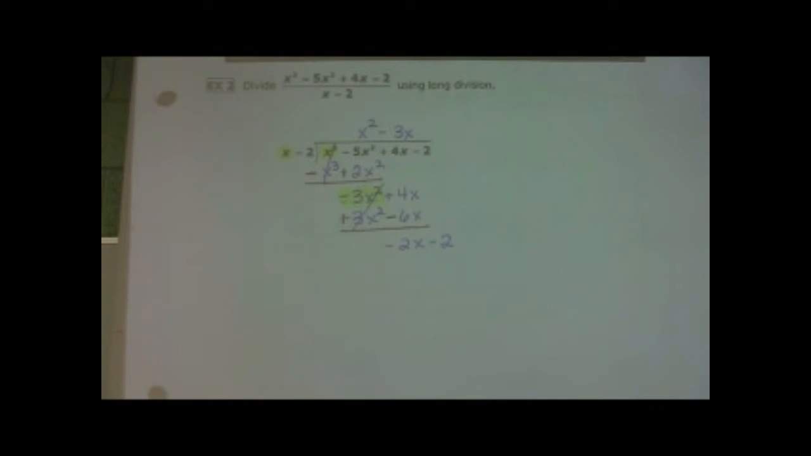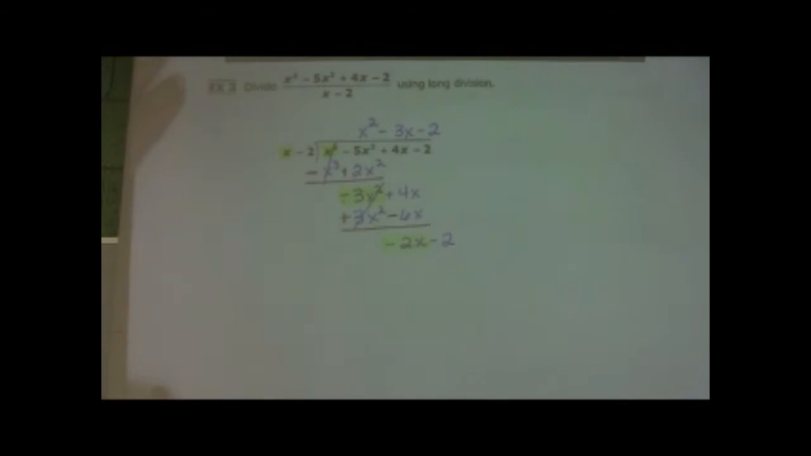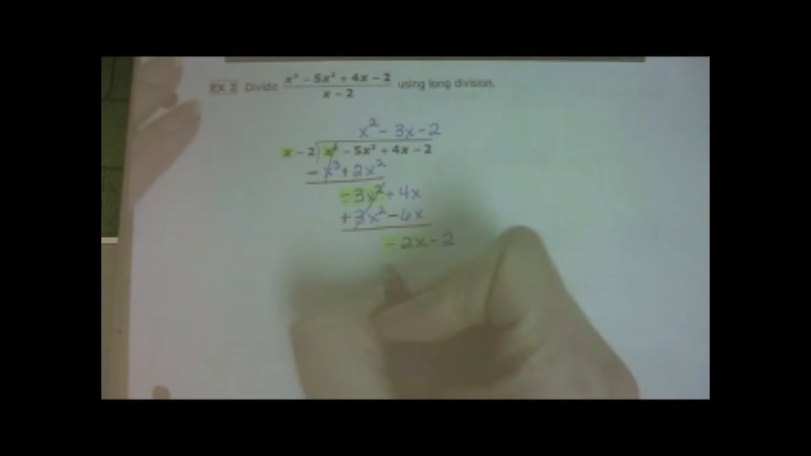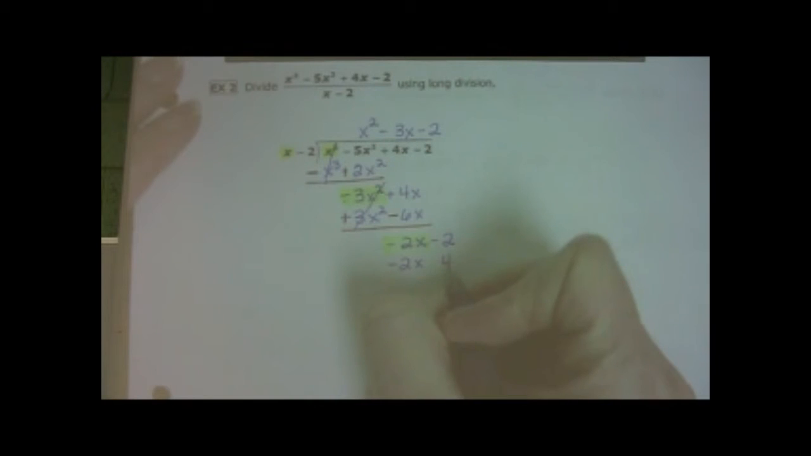Okay, we're going to do this again. So what do I need to multiply x by to get it to be negative 2x? And the answer to that, negative 2. So I'm going to write negative 2 up here. All right, and now I'm going to multiply negative 2 times this using distribution. So negative 2 times x is negative 2x. And negative 2 times negative 2 is plus 4.